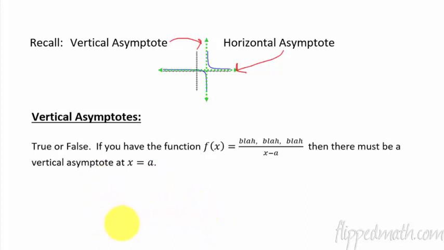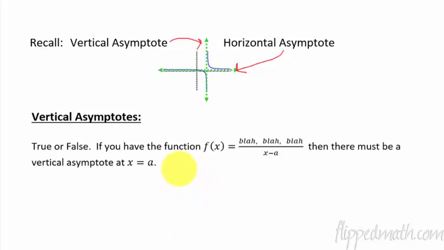So here's a question for you. True or false? If you have the function f of x equals blah, blah, blah. In other words, whenever I do something like this, it just means it doesn't matter what's on top. So just a bunch of blah, blah, blah stuff. And then on bottom, you have x minus some number a. If you have this situation, then there must be a vertical asymptote at x equals a. Is this true or false? Based on your past understanding of vertical asymptotes, true or false?